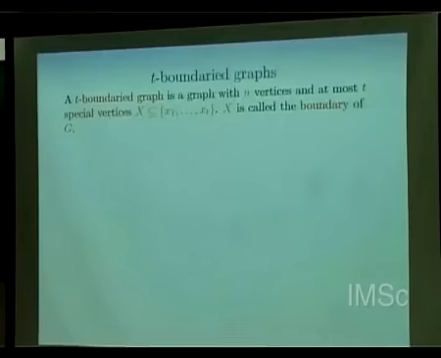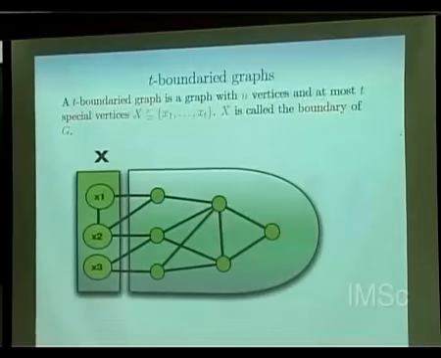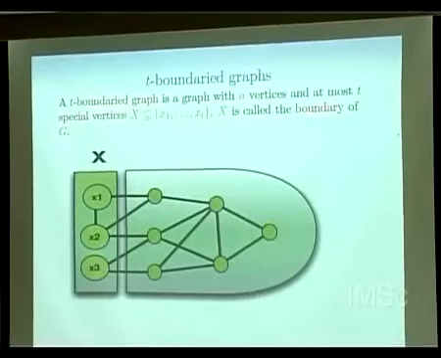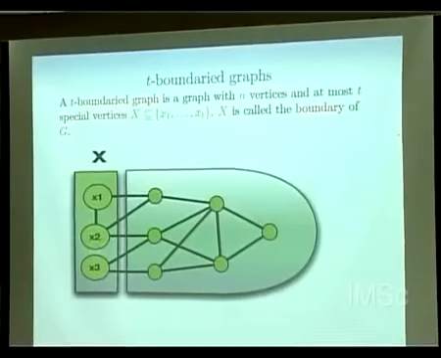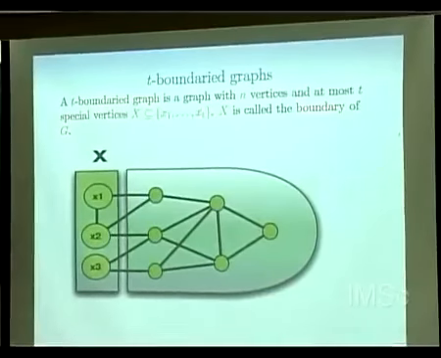For example, this is my T-bounded graph. It's no special graph. You take any graph, okay? You can call some T vertices, you label them with some subset of x1 to xt, and we are going to call this a boundary, and that's it. These are called T-bounded graphs.